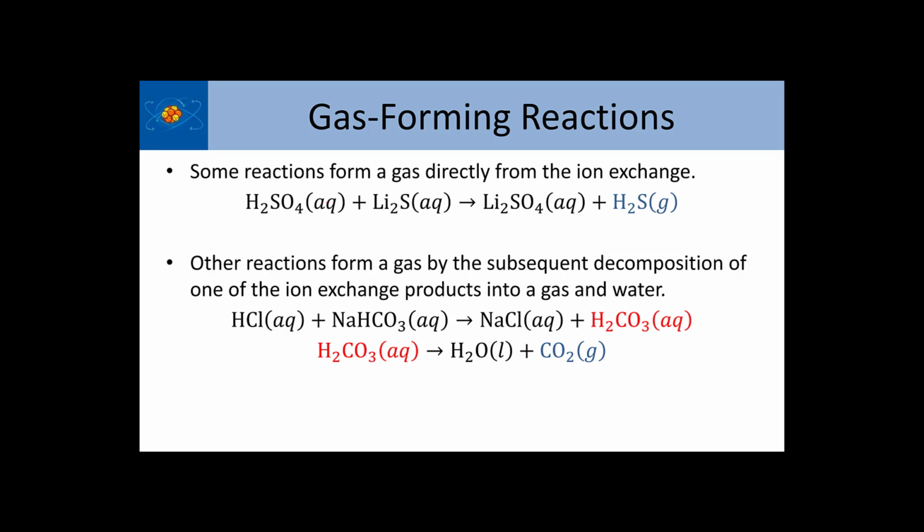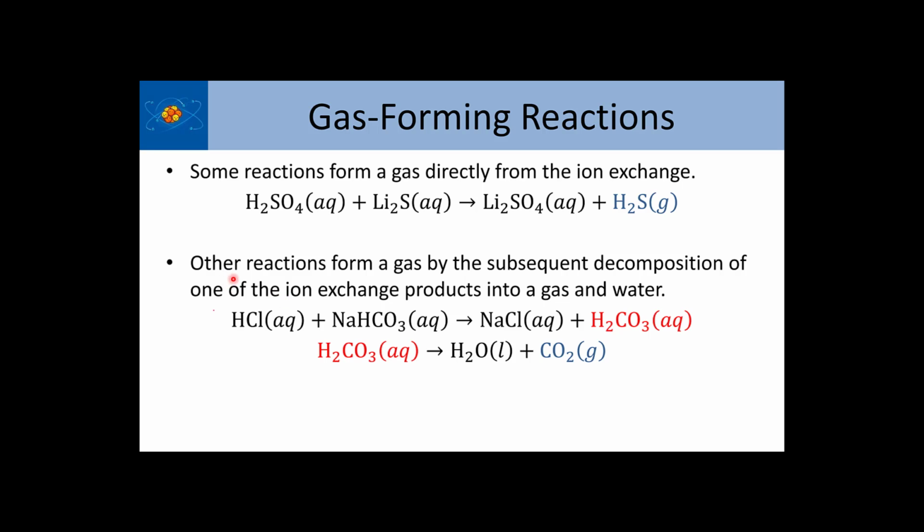So H2SO4 and lithium sulfide react together, and we get an exchange of the ions. So the lithium and the hydrogen double replace each other. You get lithium sulfate and H2S, and H2S is a gas that's formed directly from the reaction. And the other way that we get gases from the reaction is if you get decomposition of the product.